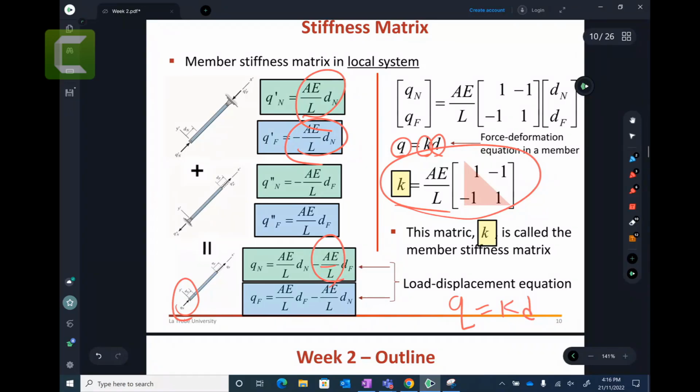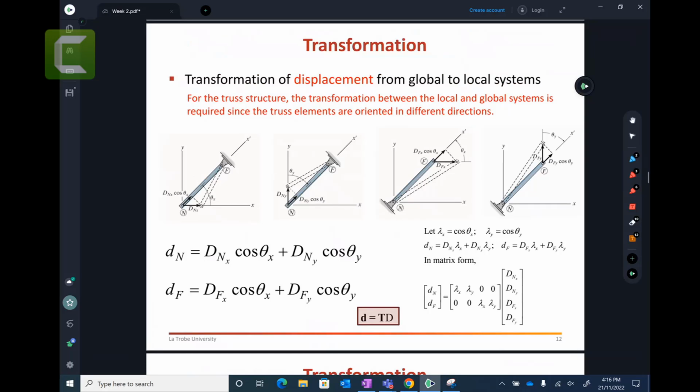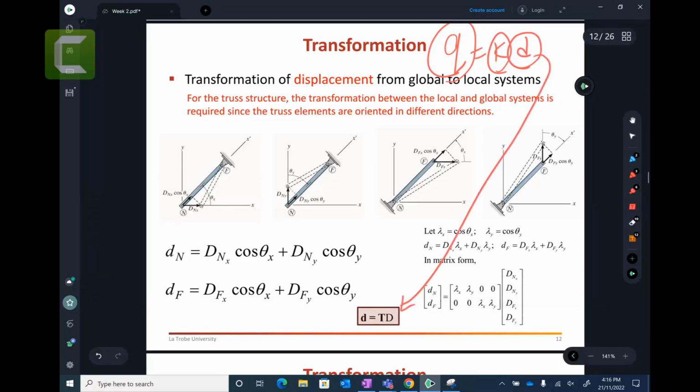And by the way, this is the local system. We take only one bar and we develop the relationship between the force and the displacement in the local system, right? Q equal to KD. I hope it is clear. Now let's do the transformation of the displacement from global to local, because as I mentioned, we have a relationship before, Q equal to KD, right? That is force in the local, displacement in the local, and stiffness matrix in the local system. Now, these displacements, we can transform into the global, right?